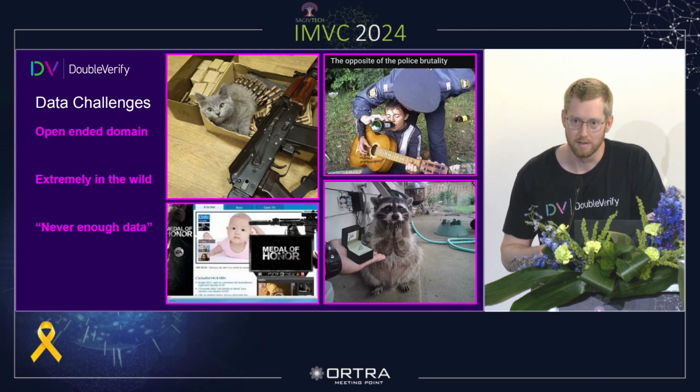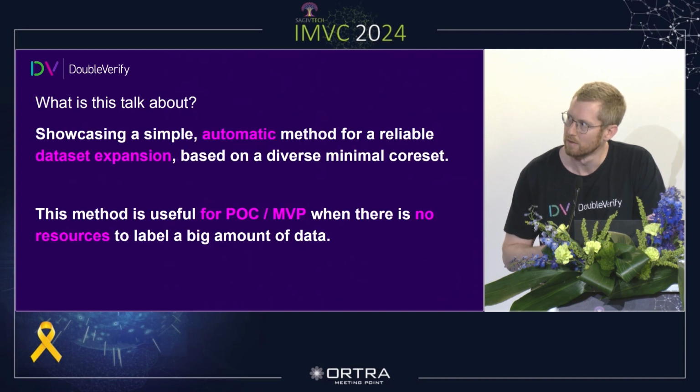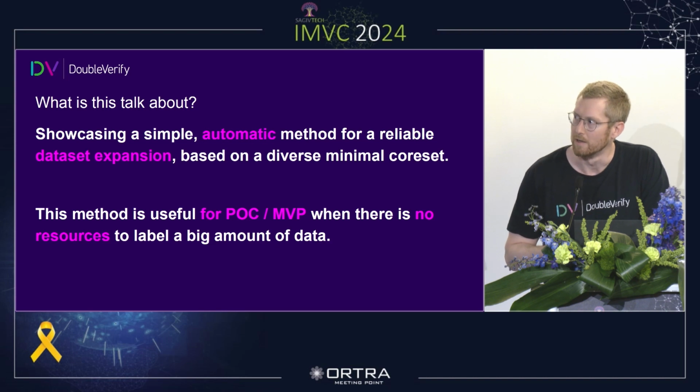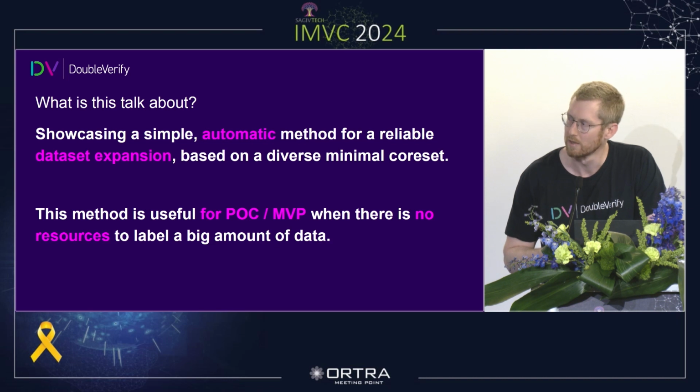There is never enough data, and usually if we label data manually, it's not enough yet. So how can we expand the labeled data on an unlabeled data set and still yield a good result? This is what we are going to see in this talk. We are going to see automatic labeling using label spreading, and for it to be reliable enough to build an MVP or a POC, we will use a stratified k-fold approach on a small subset of labeled data.